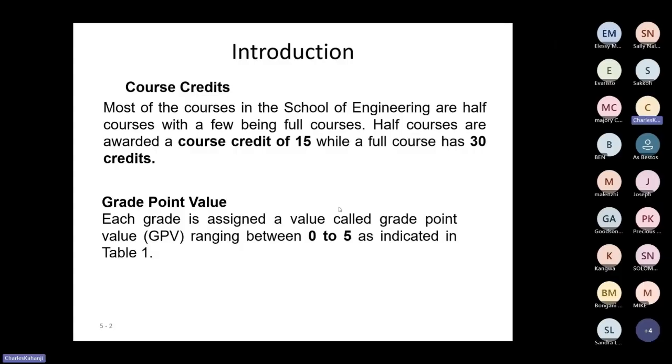Okay, apologies for that. So what I was saying is that each course has got a grade. The grades are from D, D plus, C, C plus, all the way up to A plus. Each grade that you get is assigned what you call a grade point value, GPV. So the GPVs range from 0 to 5.